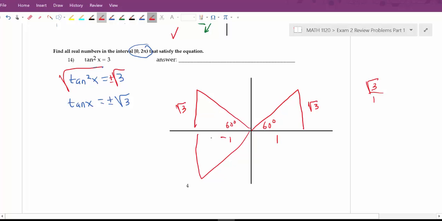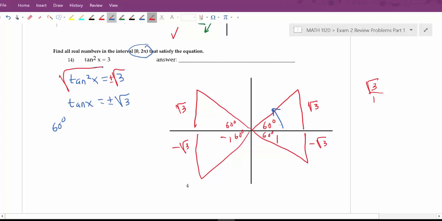And then if you went to quadrant 3, you'd have a 60-degree reference angle with this being negative root 3, like that. And then if you went to this one, you would have a 60-degree reference angle having those values like that. So if you were going to do this in degrees, then it would just go like this. Okay, you would have 60 degrees.